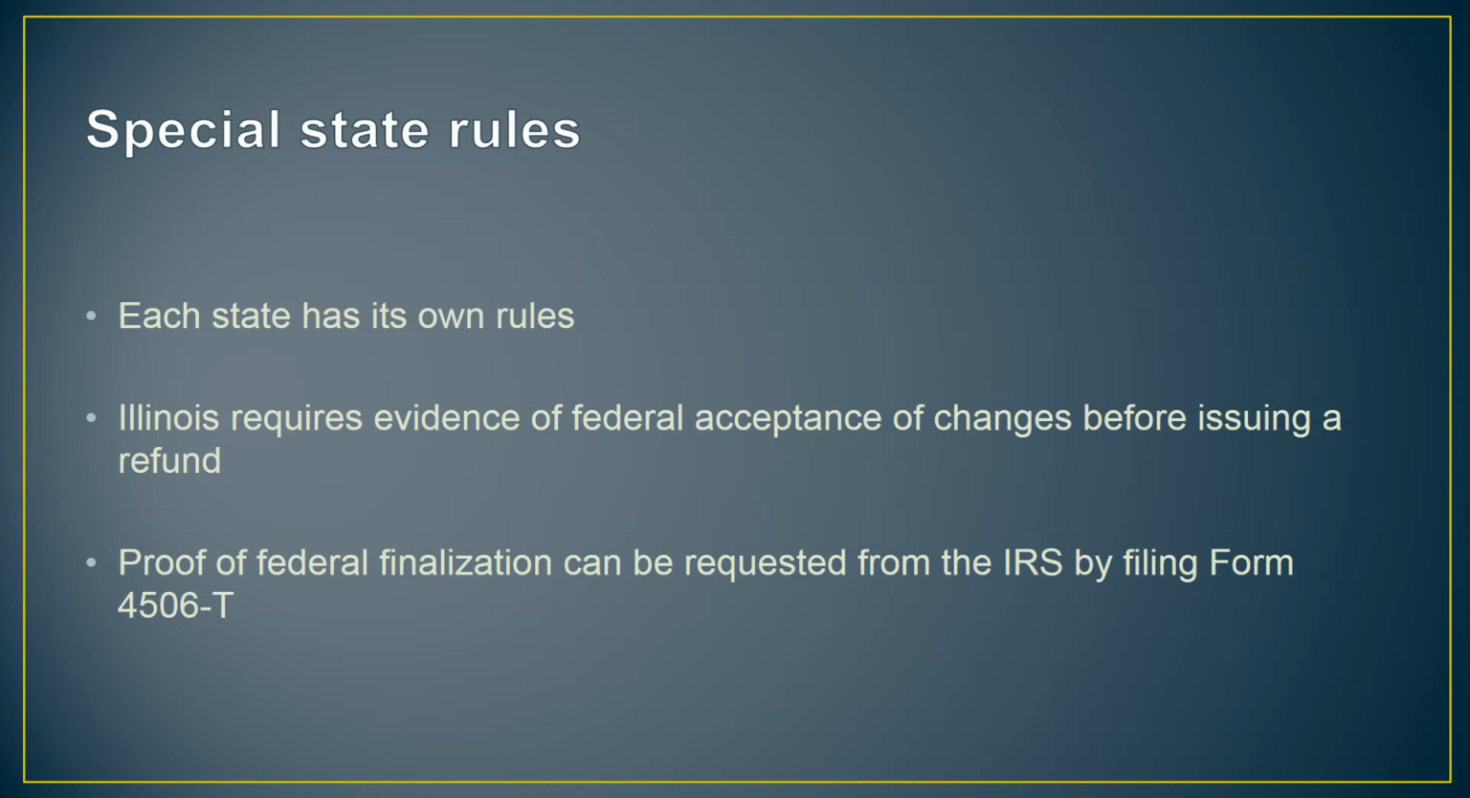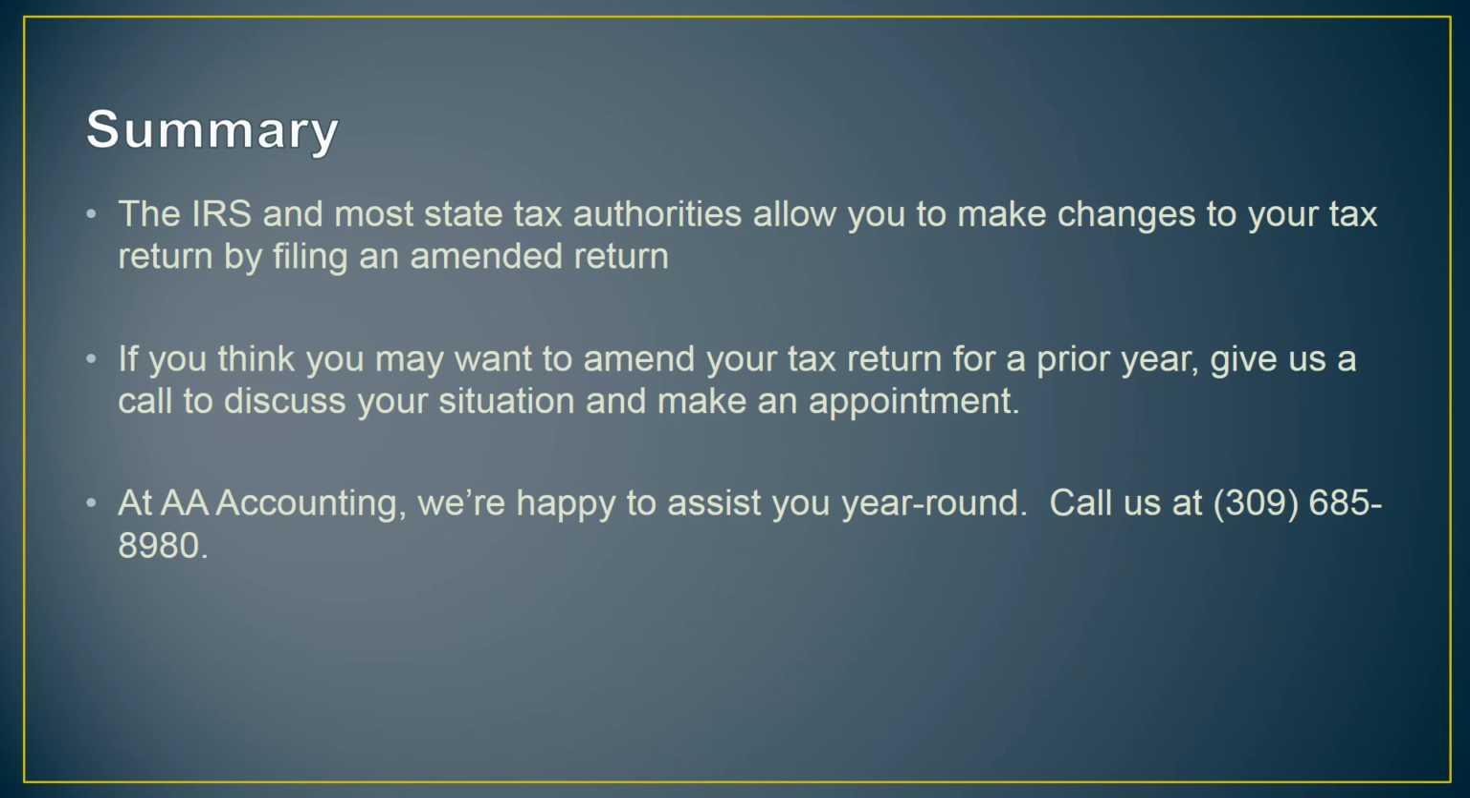There are some special state rules, and each state has its own rules. For example, in Illinois, there is a requirement in order to issue a refund that they have evidence of a federal acceptance of the changes. You can get this federal finalization by requesting it from the IRS by filing Form 4506-T, transcript request, by mail or online at irs.gov.